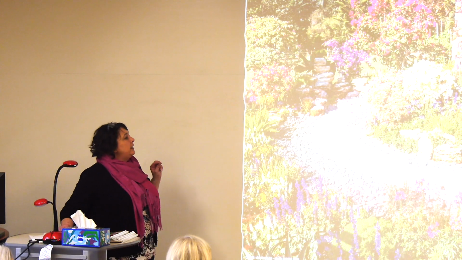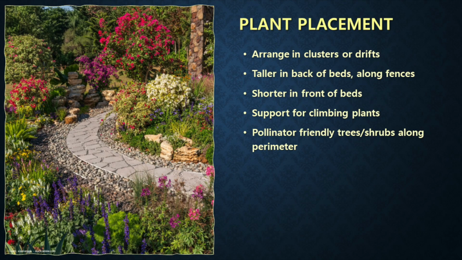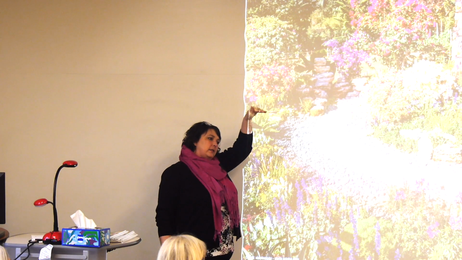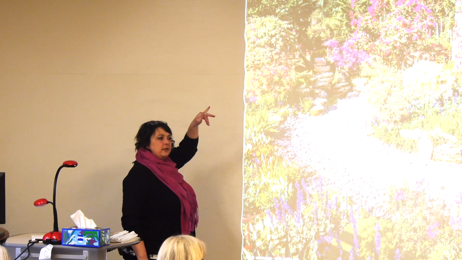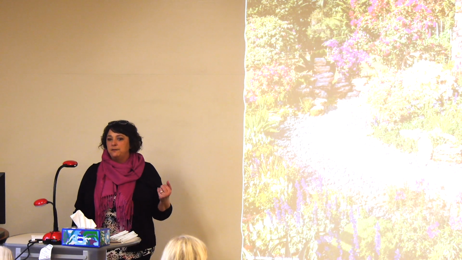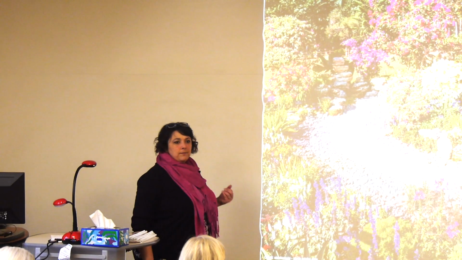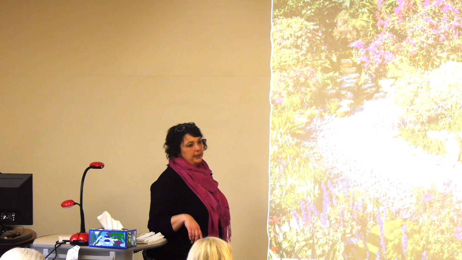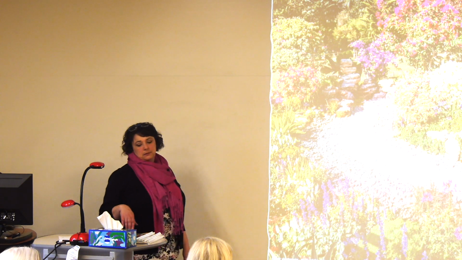When you're planting, this seems intuitive, but I put it in there anyway. Plant the taller plants in the back or along fences or along buildings, okay? That's also going to create that vertical height, okay? Plant the shorter ones in the front. If you plant the taller ones in the front, you're not going to see the shorter ones in the back. Guess what? If you can't see it, your pollinator friends are probably not going to see it either, right?